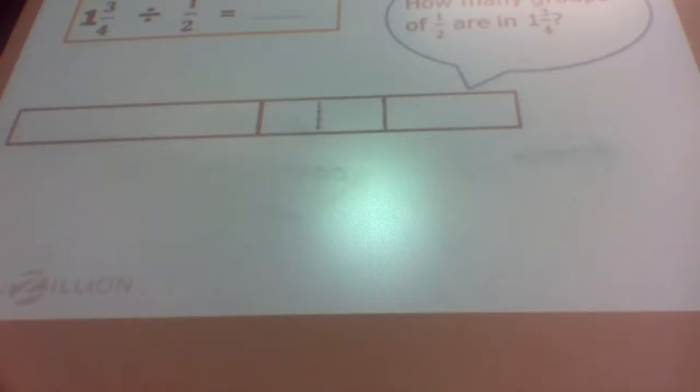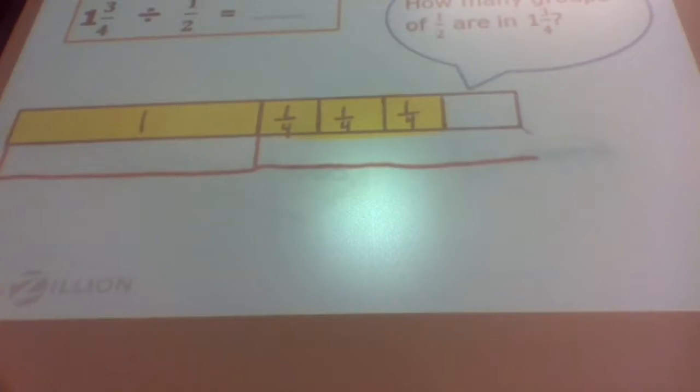I'm going to divide my last whole unit into fourths. Okay. Let's shade the 1 3/4. Now, to find out how many groups of 1/2 fit into that amount, I'm going to redraw each whole below. And this time, we need to fold it into half, right? Half. Now, let's count how many groups of half we have all together in our 1 3/4.